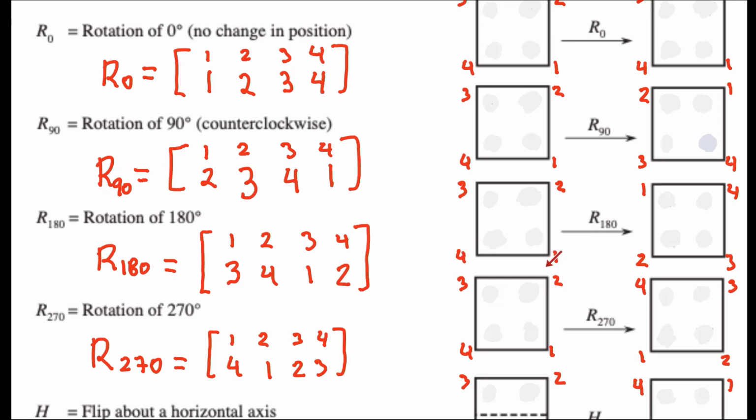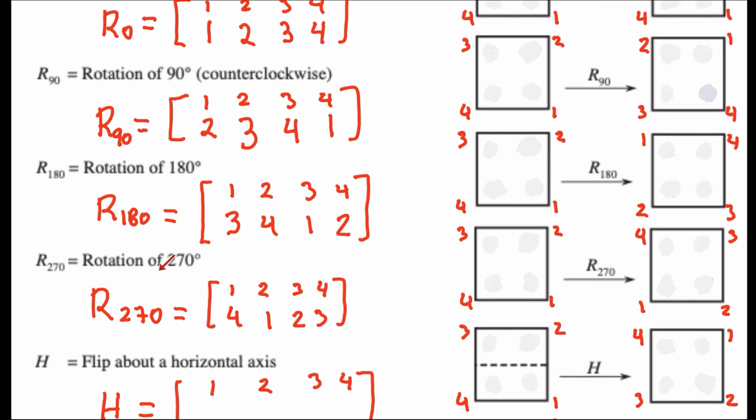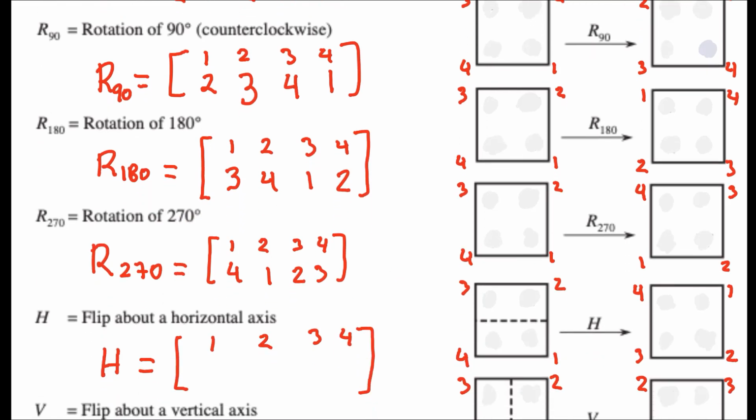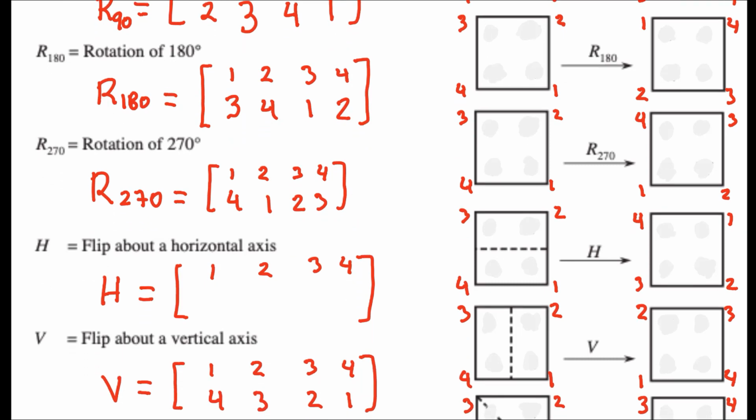So in this case, for example, 1 will end up in this corner, so 1 goes to 3, which is here, and the other ones are the same. Same thing, you can do the rotation of 270, which is represented again by a permutation, labeling here. You can double check that yourself.